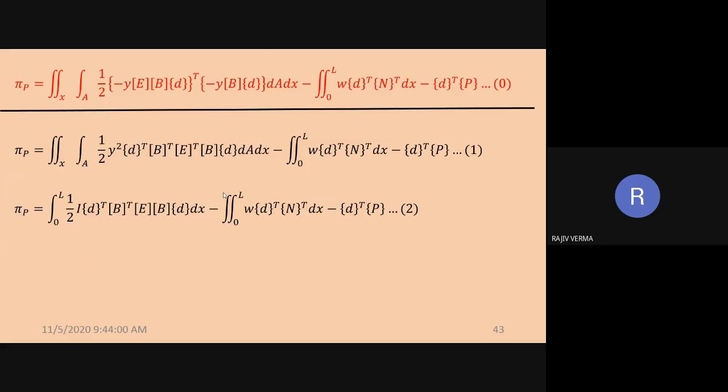And once we know the energy, obviously the next step is to minimize it. So we simply differentiate equation number 2 with respect to the unknowns, which are represented by degrees of freedom, that is matrix D.